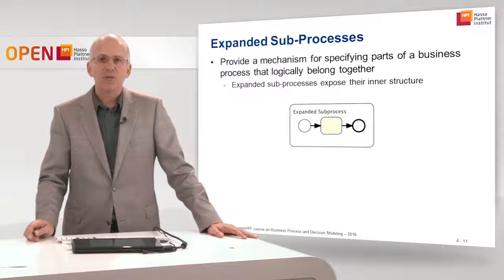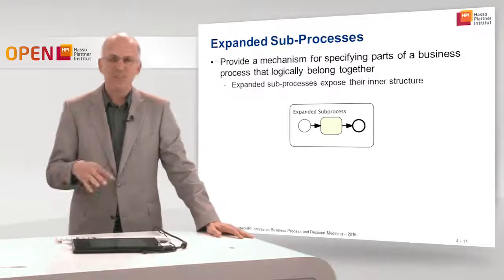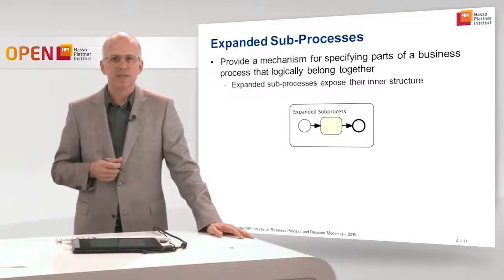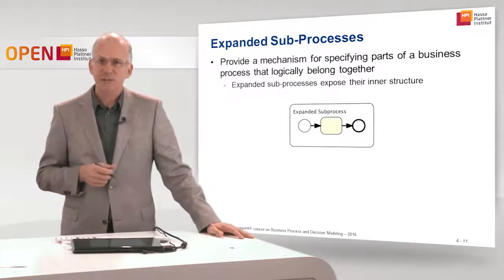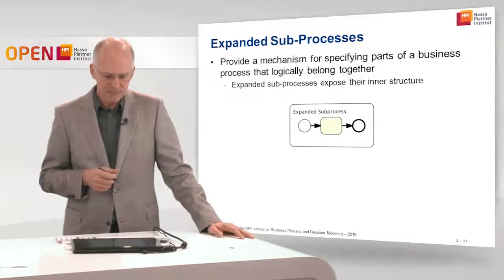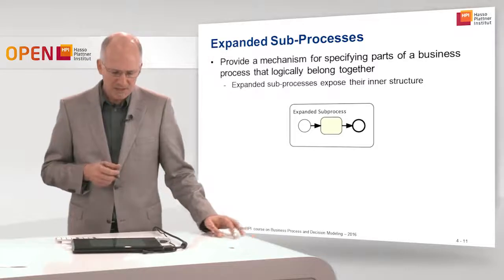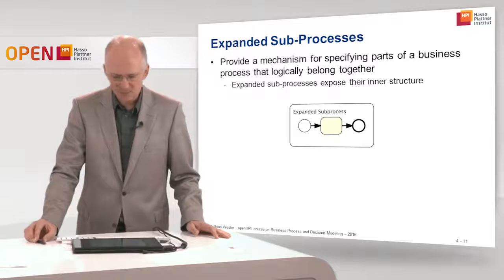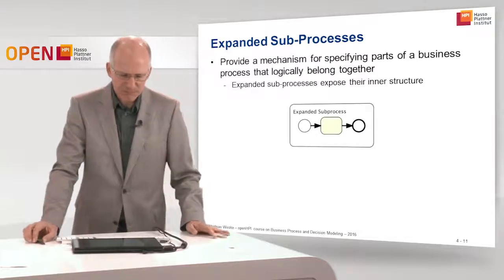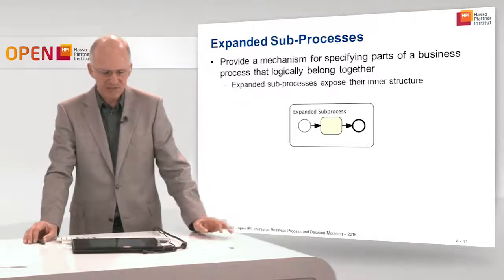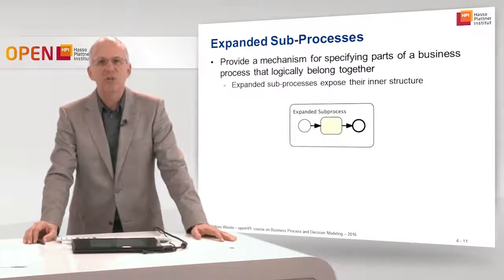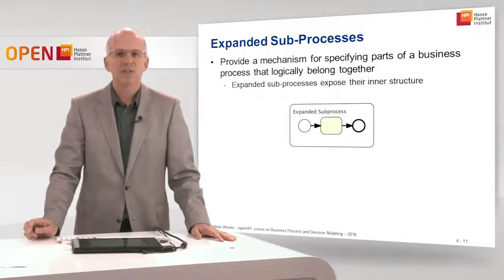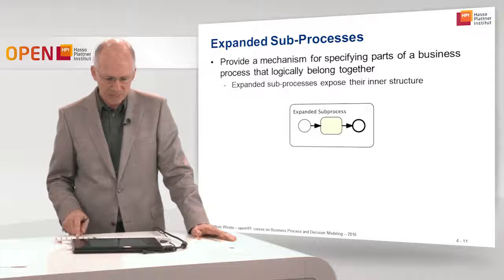All right, so we looked at the collapsed sub-process in the previous example, where there is a plus marker in the shape of the activity. But we can have another representation of sub-processes, and these are the expanded sub-processes. Expanded sub-processes provide a means for specifying parts of a process that logically belong together. And expanded sub-processes do not hide their structure, but they expose their structure while they are used.